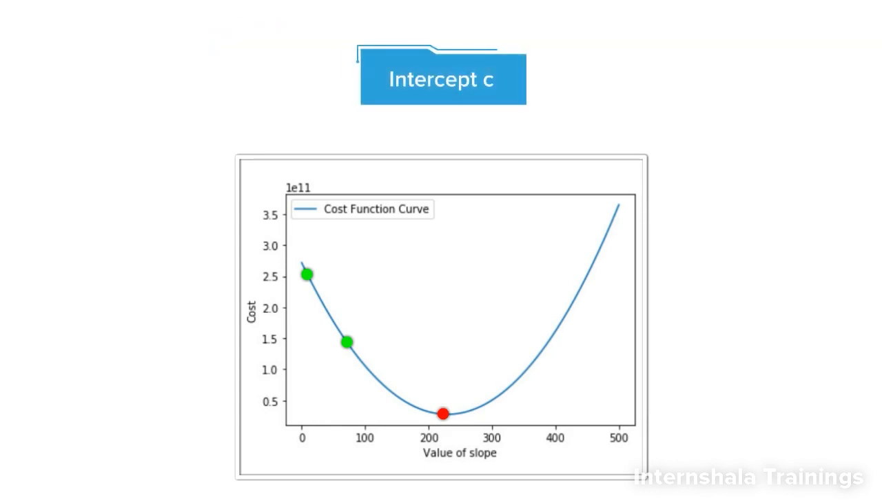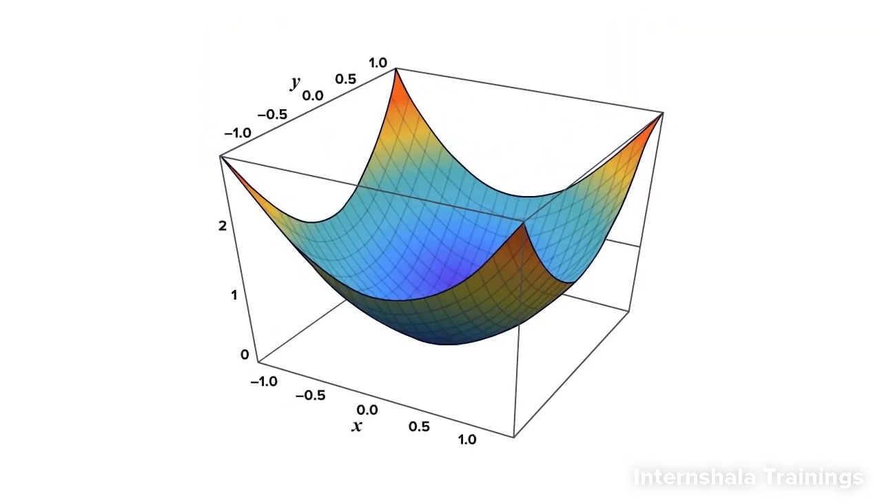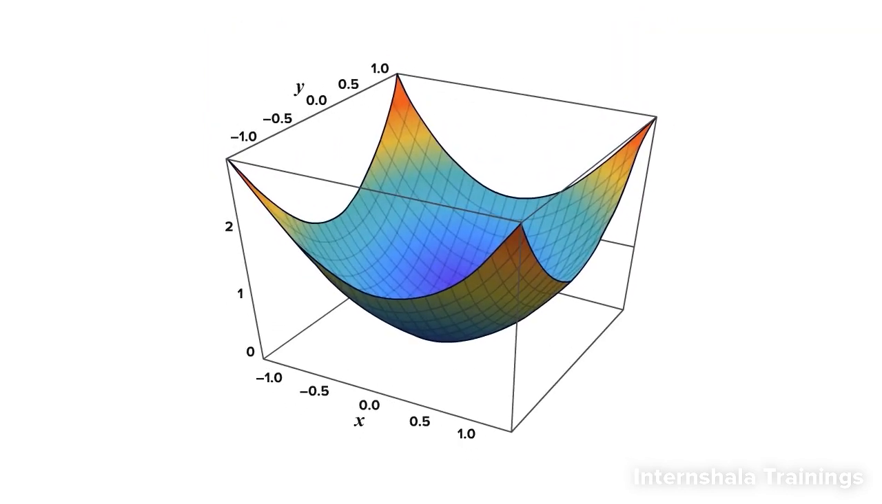Yes, intercept c. We have been calculating the cost with respect to only the slope m of the line and not the intercept c. Can you imagine what the cost function curve would look like if we consider both slope m and the intercept c? We would get a three-dimensional curve as shown below, minimum value of which will depend on both the slope m and the intercept c. Now, you can clearly see that even when the cost function is three-dimensional, with respect to the intercept c and the slope m, it still has the bowl-shaped curve and has the global minima represented by the blue color.